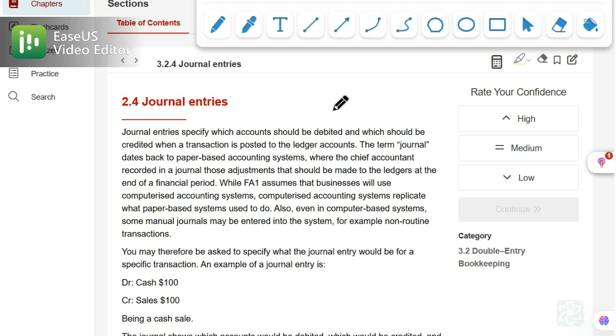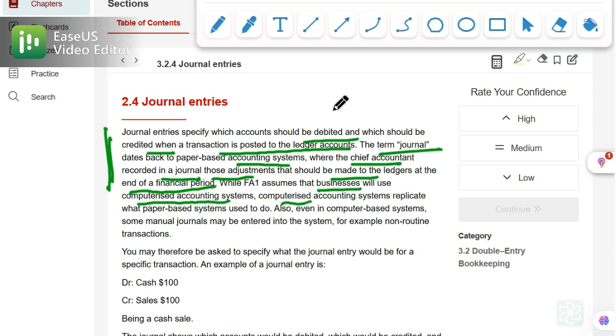So a journal entry specifies which account should be debited and which should be credited when a transaction is posted into the ledger account. The term journal dates back to the paper-based accounting system, where the chief accountant recorded in a journal those adjustments that should be made to the ledger at the end of the financial period. Businesses that use a computerized accounting system replicate what the paper-based system used. Let's move on to the example.